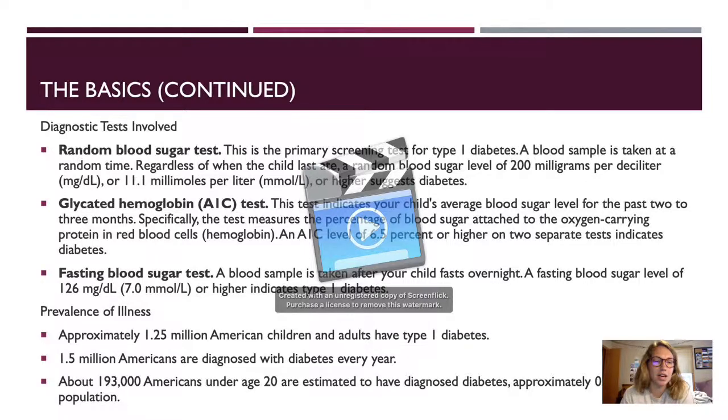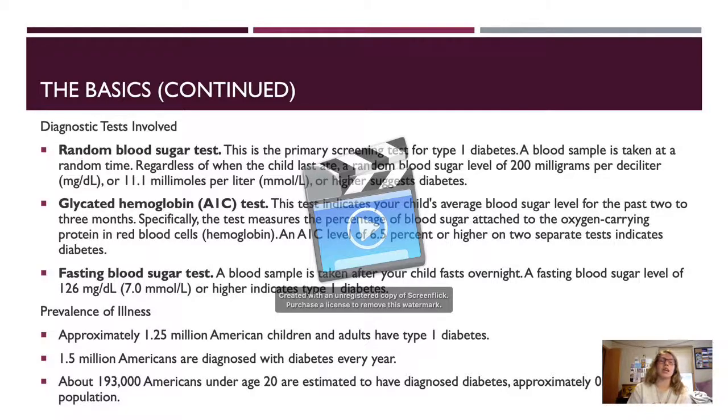Other things that are considered basics are the diagnostic tests involved. So these are the tests that could be run on a child to see if they have type 1 diabetes. The most common is the random blood sugar test. It's when a blood sample is taken at a random time and the blood sugar is measured, and if it's 200 milligrams per deciliter or higher, it suggests that the child has type 1 diabetes.